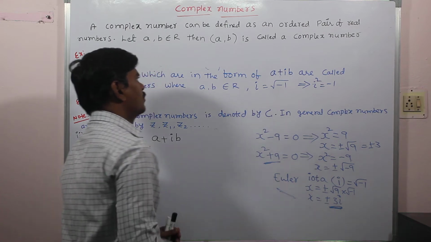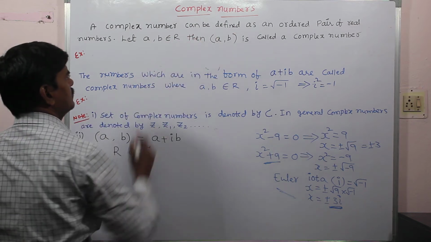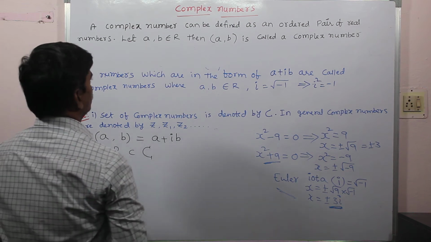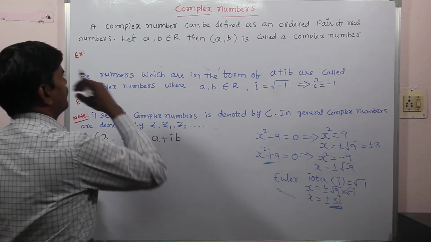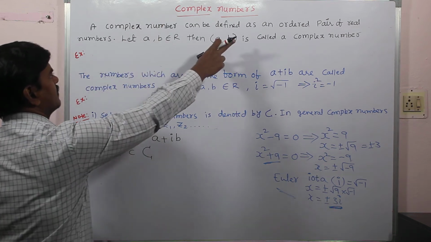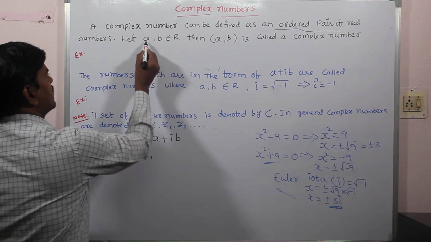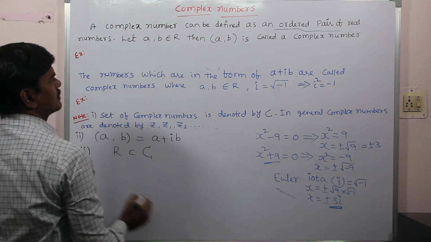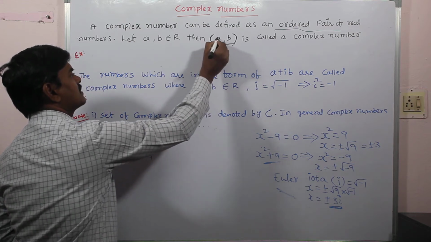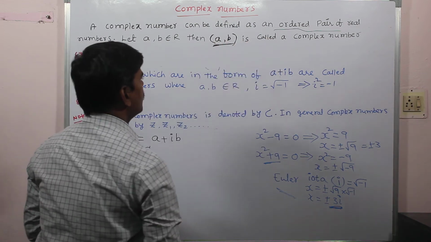Now let's go to the definition of a complex number. A complex number can be defined as an ordered pair of real numbers. Real numbers already existed, so with the help of existing real numbers we can now write complex numbers. See the definition: an ordered pair of real numbers. Suppose you take a and b as real numbers, then a comma b is an ordered pair. If you list these two real numbers in an order, a comma b, then it is a complex number.